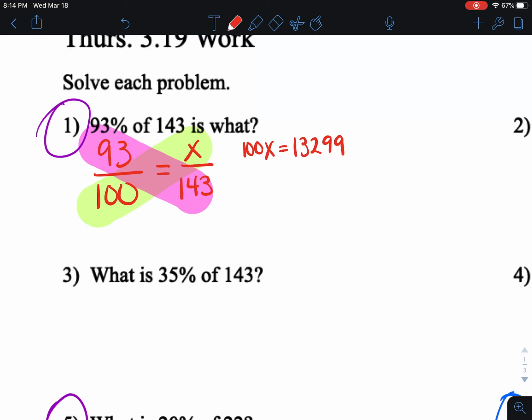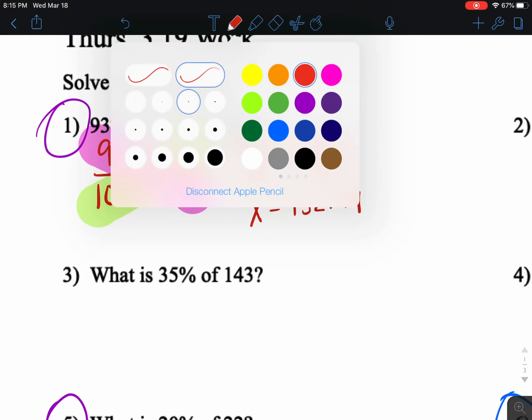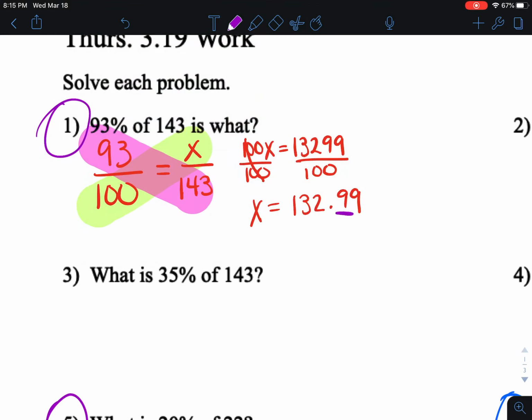Okay. So we did step 1. We cross multiplied. Step 2 is to divide. You always divide by the number that's with the letter. So these cancel. You're left with x equals 13299 divided by 100. That just means you're moving your decimal point twice. So this ends up being 132.99. Now we said round to the nearest tenth. So my tenths is right here. Go next door, 5 or higher, add one more.